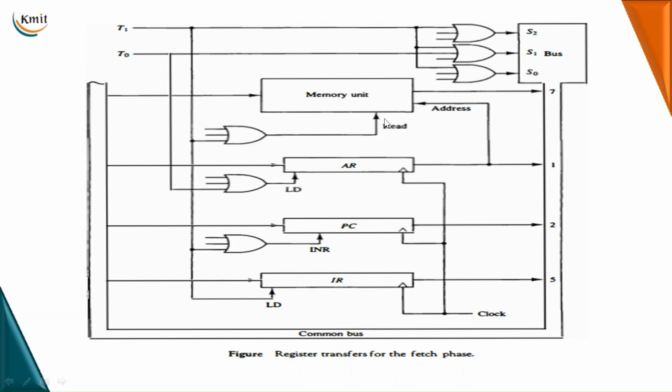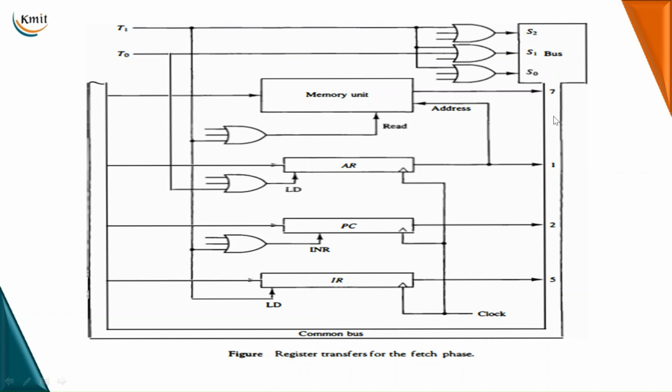By enabling the read signal, the address which is present in the address register is given as an input to the memory unit, so that the contents at that particular address are read from the memory and can be placed onto the bus. From the bus, the instruction has to be copied from the memory unit into the instruction register, right? So the memory unit has to place the particular instruction onto the bus, and that is done by selecting the selection inputs S2, S1, S0 as 111, because it is 7 here.